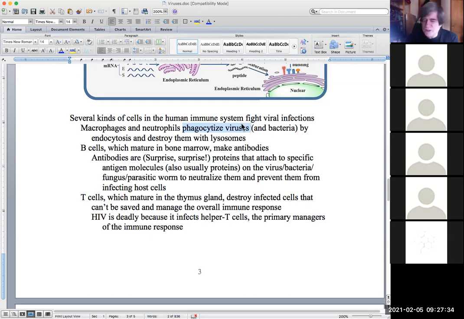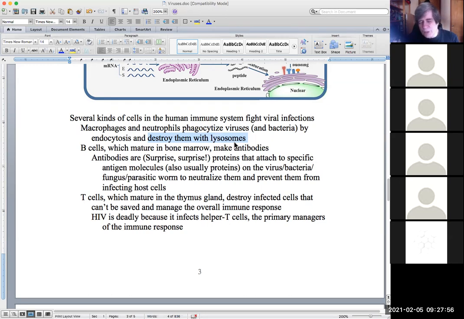And once the virus is brought into the cell, remember that it's enclosed in a little membrane sac. That sac is then fused with a lysosome. Remember that lysosomes contain digestive enzymes. And so the virus or the bacteria or whatever is destroyed in this fashion.